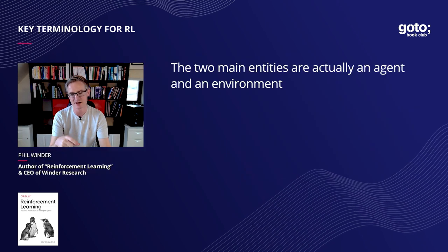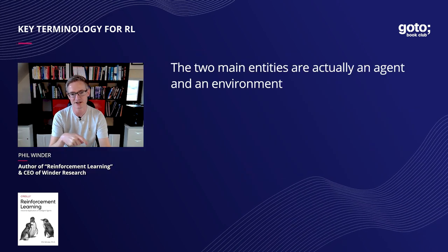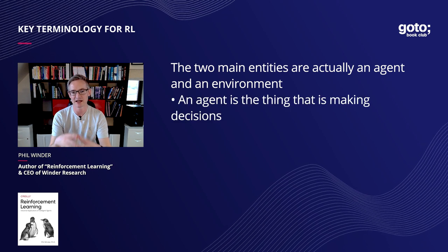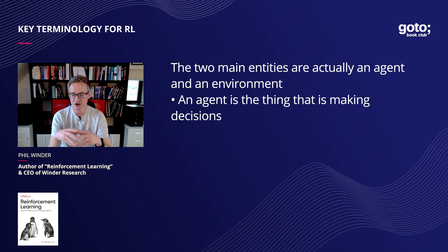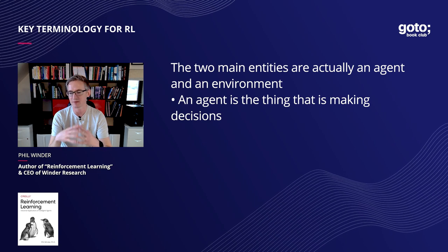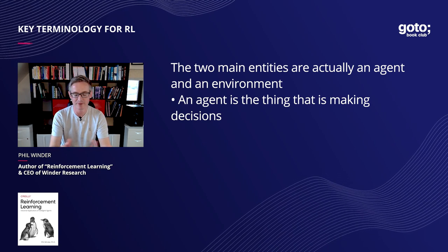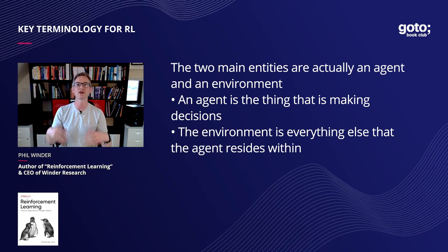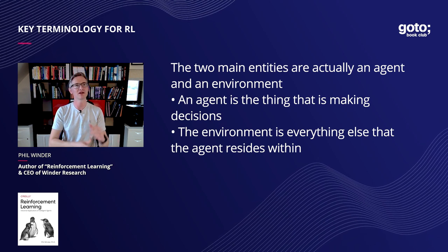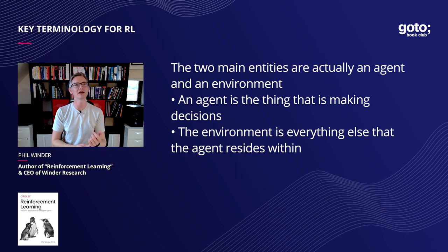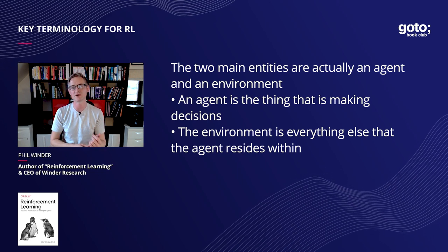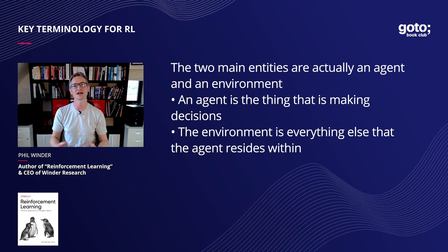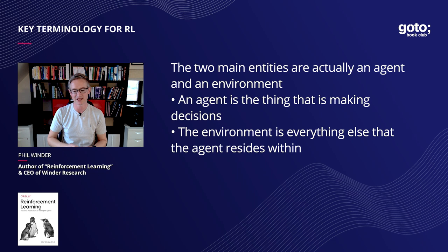The two main entities are actually an agent and an environment. An agent is the thing that is making decisions. It could be a piece of software, it could be a robot, it could be a human being. The environment is basically everything else that the agent resides within. So the environment could be the real world, it could be all of the information that you have about a particular user. It's all of the information that the agent can use to form and make a decision.